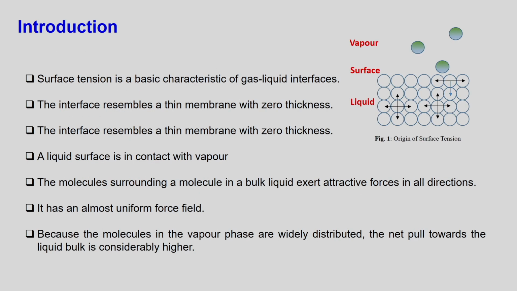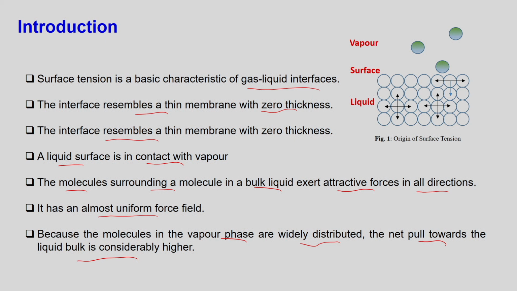Before we move on, let us see what surface tension is. Surface tension is the basic characteristic of a gas-liquid interface. The interface resembles a thin membrane with zero thickness. The liquid surface here is in contact with vapor. Molecules surrounding an individual molecule in the bulk liquid exert attractive forces in all directions, giving an almost uniform force field. Because the molecules in the vapor phase are widely distributed, the net pull towards the liquid bulk is considerably higher.